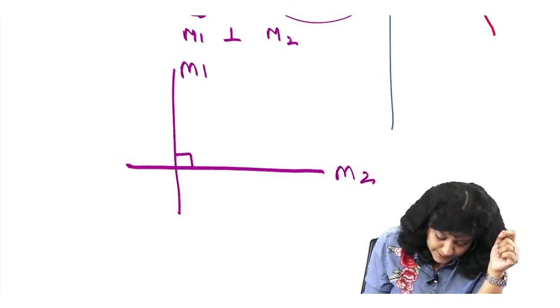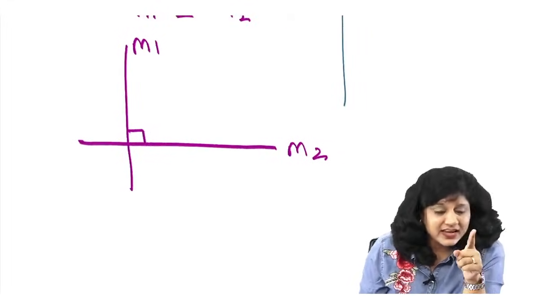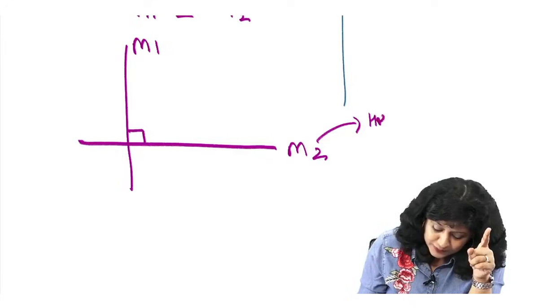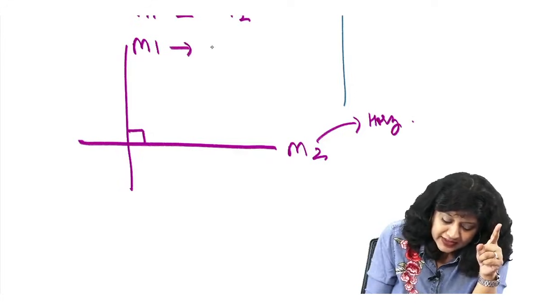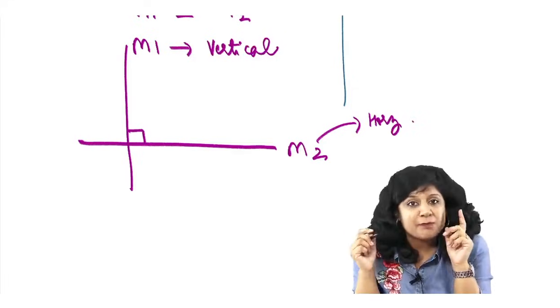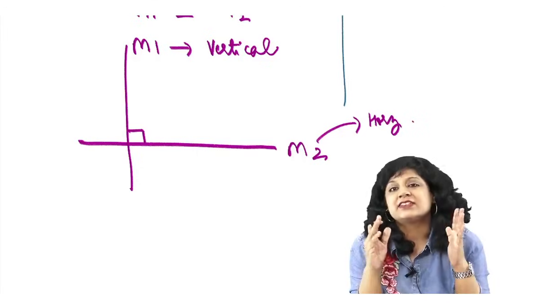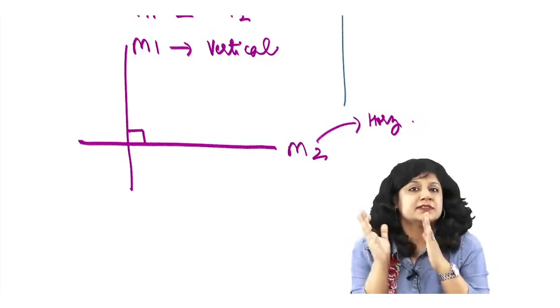Both should be perpendicular to each other at an angle of 90 degrees, and one of them should be horizontal and another should be vertical. When I have met all these three criteria, I will say it is regular astigmatism.